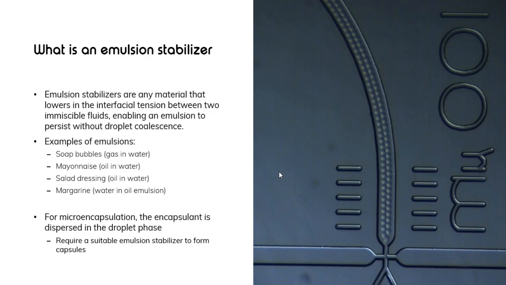For microencapsulation purposes, the encapsulant, the API or nutraceutical, whatever it might be that you're trying to encapsulate within the droplet, will need to be dispersed in the droplet phase. And you will then require a suitable emulsion stabilizer to form either the liquid emulsion, if that's the final intended use, or to cure those droplets into hard beads to form a capsule.